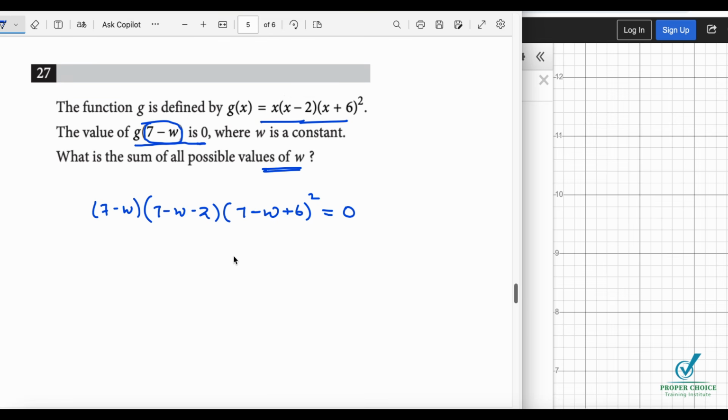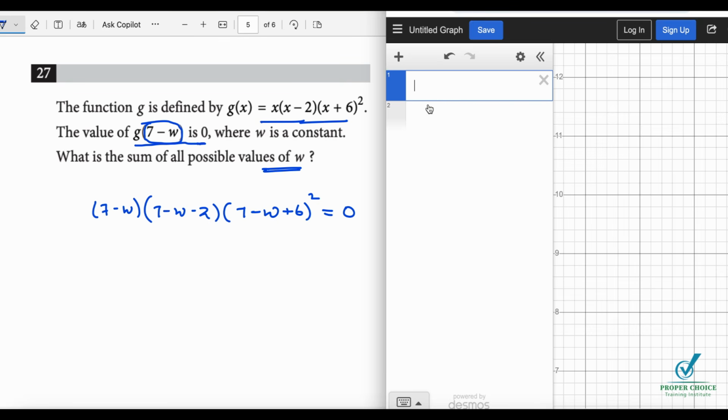That's the question. But while typing it on Desmos, whatever unknown or variable we have, we always type it as x. So type it in terms of x and check for what values of x the function g is turning to 0. Basically you have to look at the x-intercepts. So type it carefully, 7 minus x. I'm typing w as x, okay? Desmos always works with x or y.